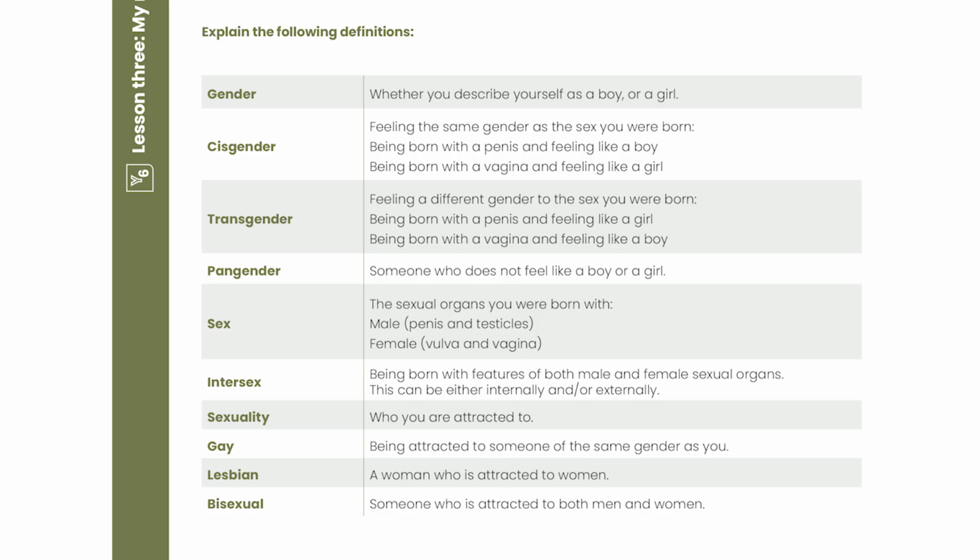This is to our children. Pangender, someone who does not feel like a boy or a girl. Sex, that gets reduced to the sexual organs you were born with: male, penis and testicles, female, vulva and vagina. Now, I think that all of this is much harder than maths to understand. Much harder to understand this than understanding nouns and verbs and adverbs, which is the kind of thing I was learning at 7 to 11.